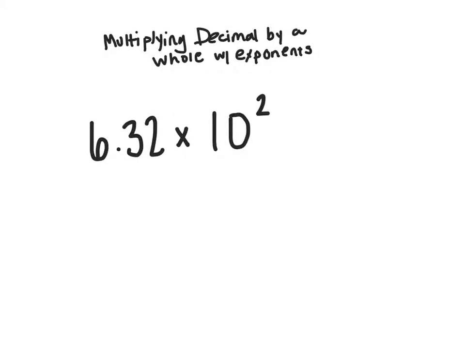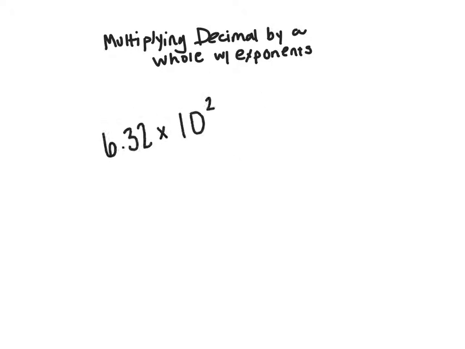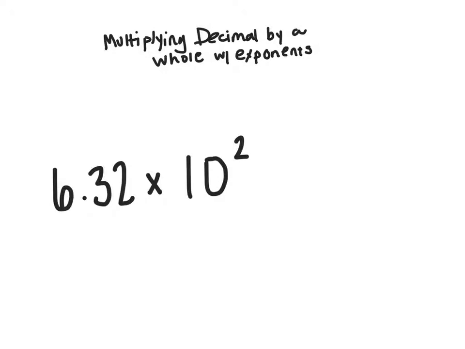Hello, students. Today we are going to be looking at a problem with multiplying a decimal by a whole number with exponents. The first thing we need to do is take a look at the actual exponent and try to figure out what that means. The exponent is this little number there. Sometimes it can be a 3, a 4, or a 5, but all it means is that you are getting that many copies of that number.